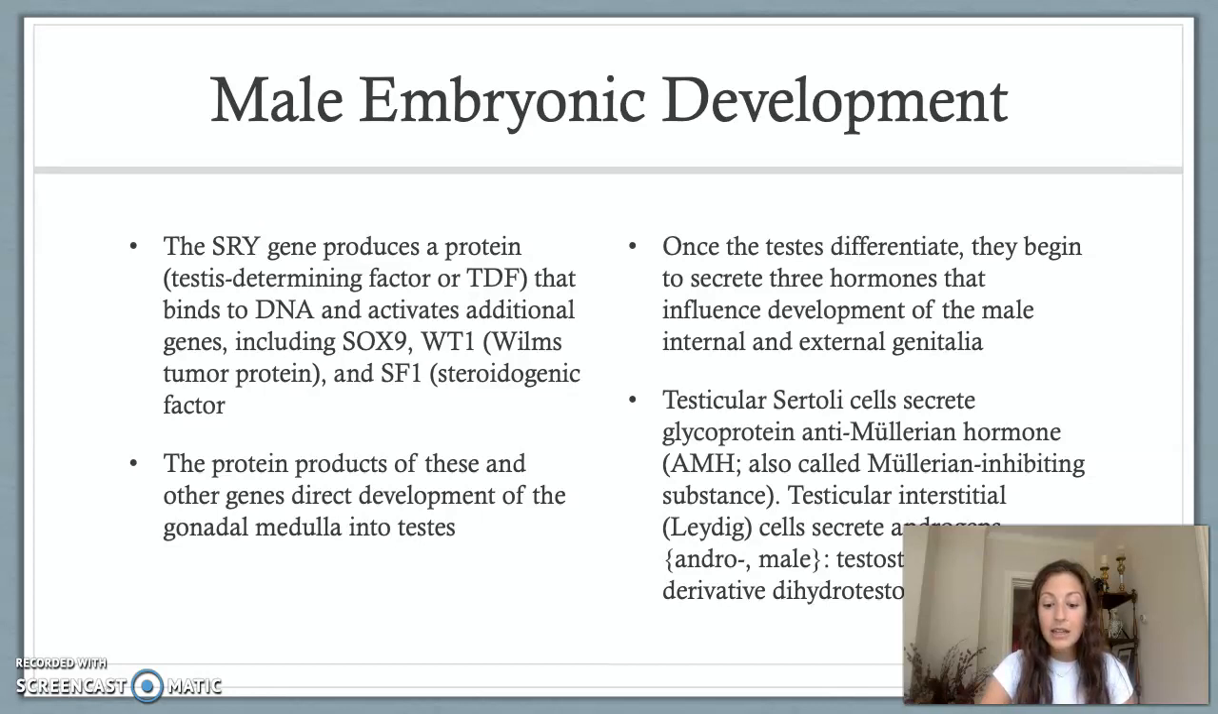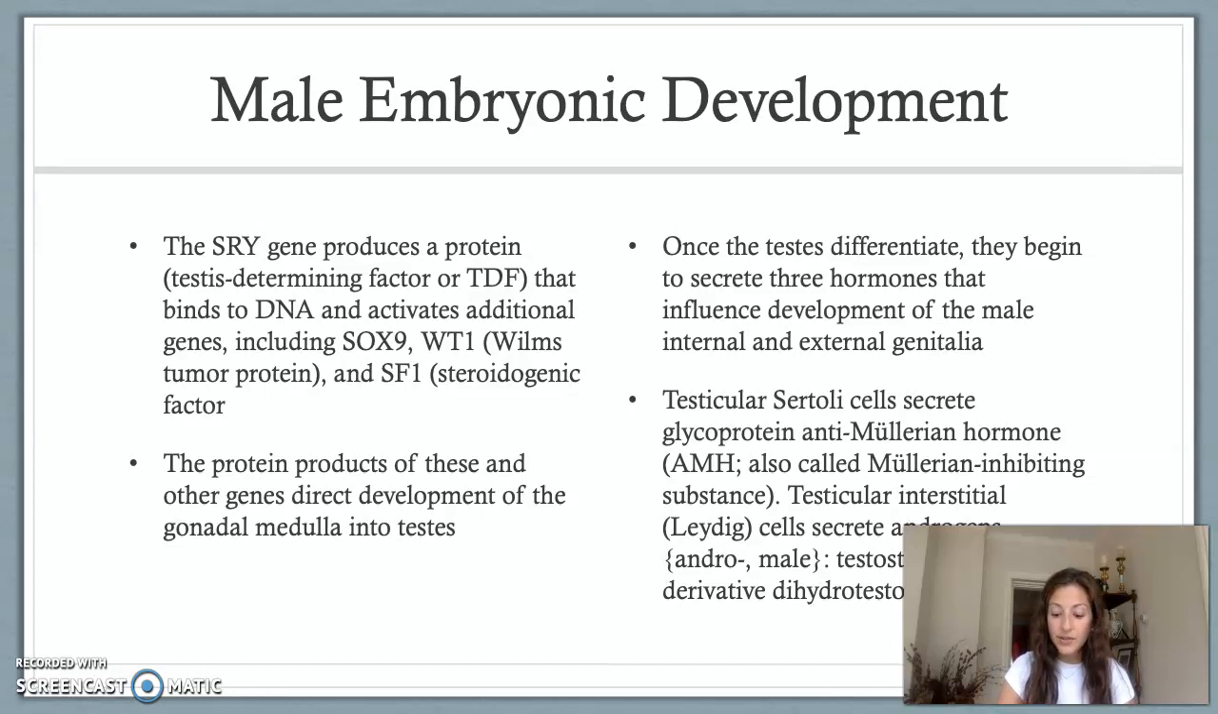Testicular interstitial Leydig cells secrete androgens, with andro meaning male, and testosterone and its derivative DHT are the dominant steroid hormones in males. Both bind to the same androgen receptor, but the two ligands elicit different responses. In the fetus, anti-Müllerian hormone causes the embryonic Müllerian ducts to regress. Testosterone converts the Wolffian ducts into male accessory structures: epididymis, vas deferens, and seminal vesicle.